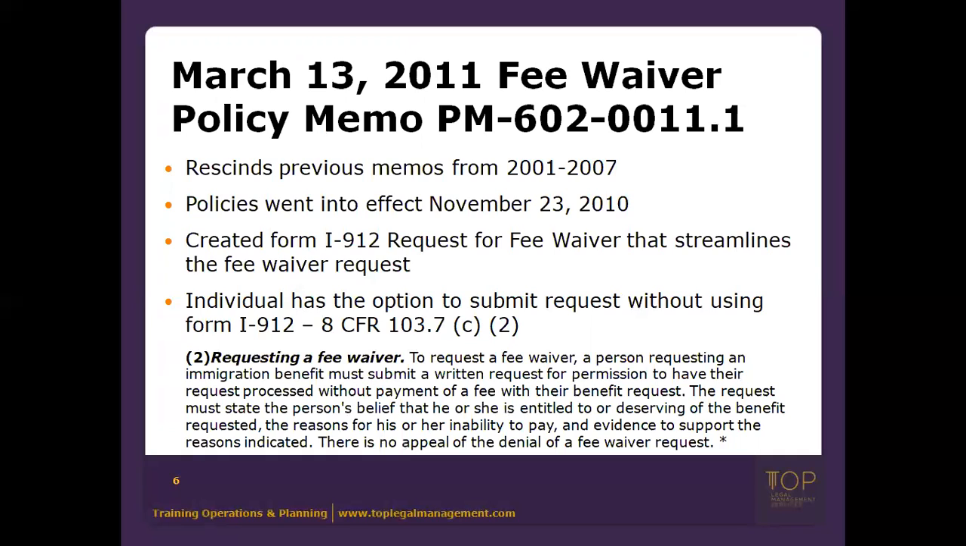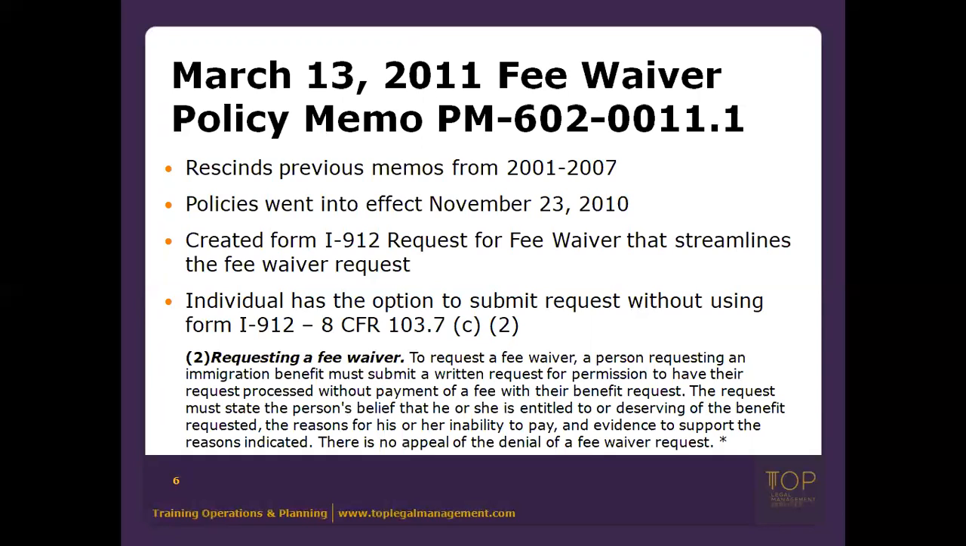Important to note that this memo also states that the individual has the option to submit a request without using Form I-912, and that is found in 8 CFR 103.7(c)(2). And this is the language that is used, and it says to request a fee waiver, a person requesting an immigration benefit must submit a written request. The request must state the person's belief that he or she is entitled to or deserving of the benefit, the reasons for the inability to pay, and evidence to support the reasons indicated.